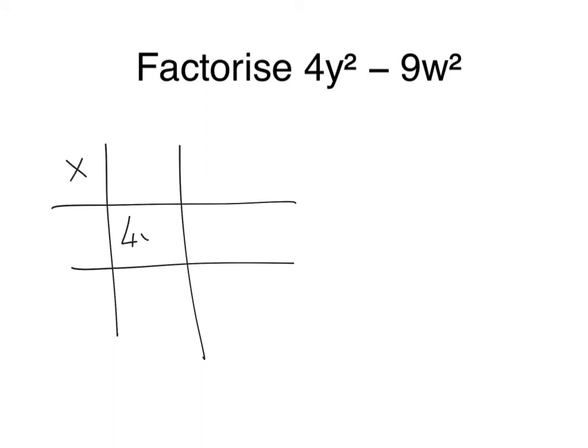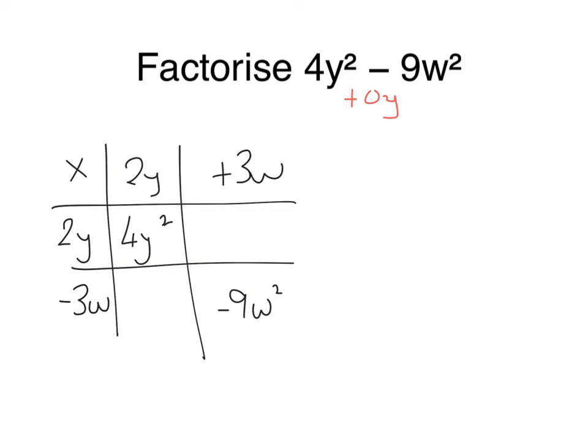So it's 4y squared minus 9w squared. So that's going to be 2y times 2y. And I need two terms that times to give 9w squared, but add or subtract to give that imaginary 0 in the middle. Imagine 0y or 0x, whatever. So we're going to have minus 3w and plus 3w, because minus 3 times positive 3 is minus 9, and w times w is w squared.